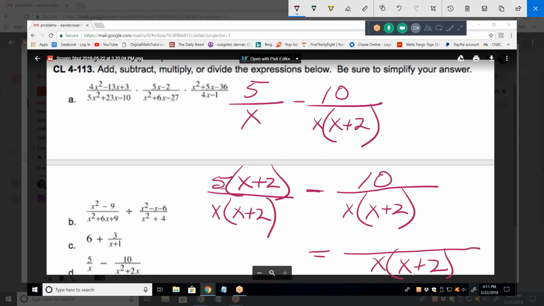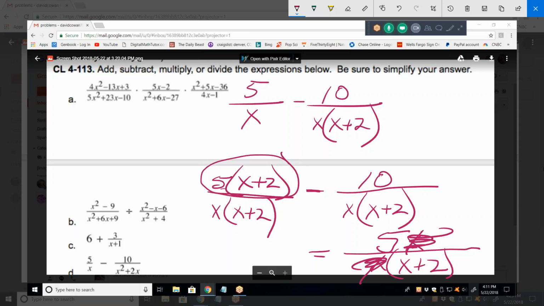Wait, do you subtract the 10? First of all, you get rid of parentheses. You have to get rid of those parentheses, which means you have to distribute the 5. Oh, right. 5x plus 10. And then minus 10 gives you just 5x. Yeah. Now I can cancel more. That x cancels with that x. Which is 5. My answer is 5 over x plus 2.